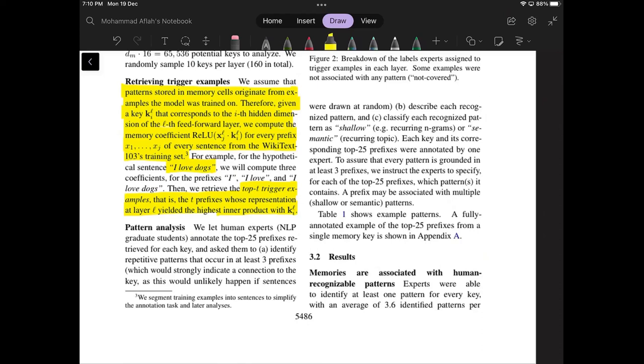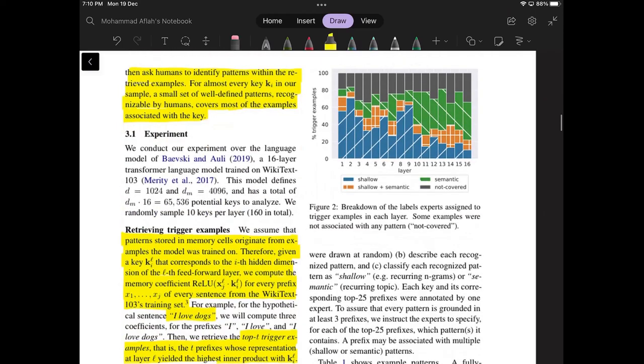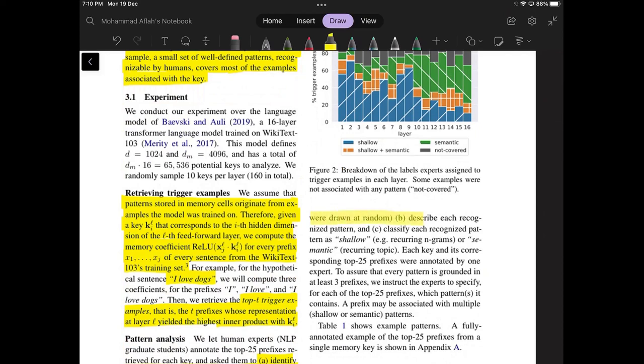So for analyzing the patterns, they take human experts, NLP graduate students, because of course you need linguistic patterns. You can't just use random people off the street. They ask them to identify repetitive patterns that occur in at least three prefixes, which would strongly indicate a connection to the key, as this would be unlikely if the sentences were drawn at random. And describe each recognizable pattern and classify it as shallow or semantic. So either they're just picking up n-grams or picking up some topic.